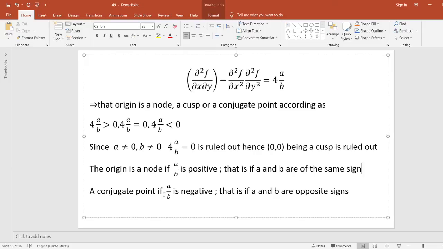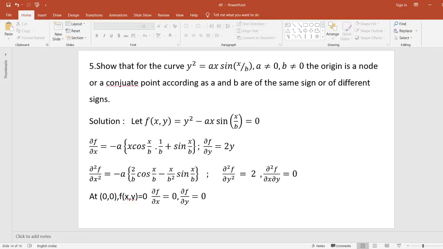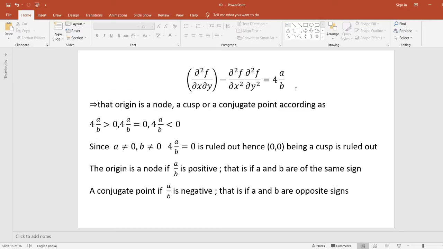The origin is a conjugate point if a by b is negative, right? That is, if a and b are of opposite signs. That is, we have proved that the origin is a node or conjugate point according as a and b are of the same sign or different signs.